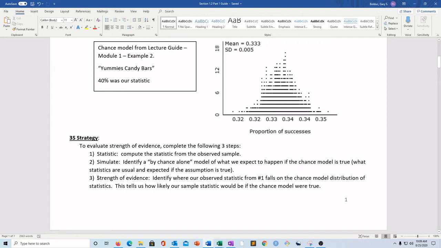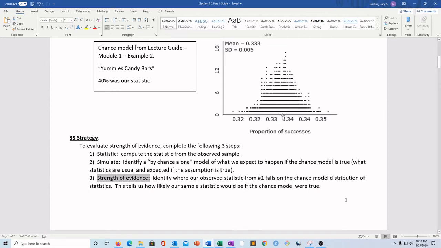Then what we do is this thing we've already been doing, but we've been a little not specific about this. I've been just kind of saying, well, look at it, without telling you exactly what to use. Well, that's this third part that we're going to dig into a little bit more in the next few sections, this idea of strength of evidence. So the strength of evidence is us saying, okay, take your 40%. Where is it on this picture? The strength of evidence is a way to measure how strong your evidence is against the chance model.